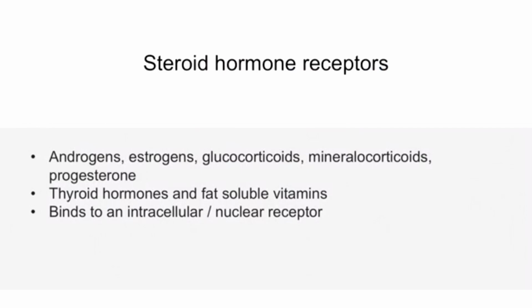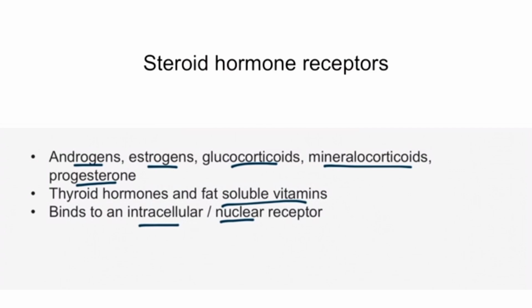Okay, the next topic is steroid hormone receptors. Ligands that bind to these receptors include androgens, estrogens, glucocorticoids, mineralocorticoids, and progesterone. While thyroid hormones and fat-soluble vitamins are not considered steroids, they act very similar to steroid hormones by binding to intracellular or nuclear receptors. So there's not a figure for this pathway, but just remember that steroids and steroid-like molecules bind to intracellular and intranuclear receptors, which ultimately regulate transcription.